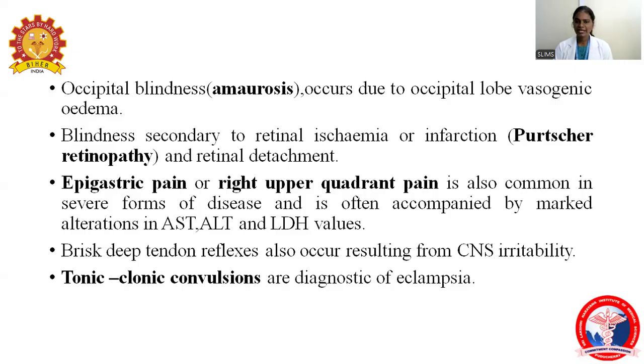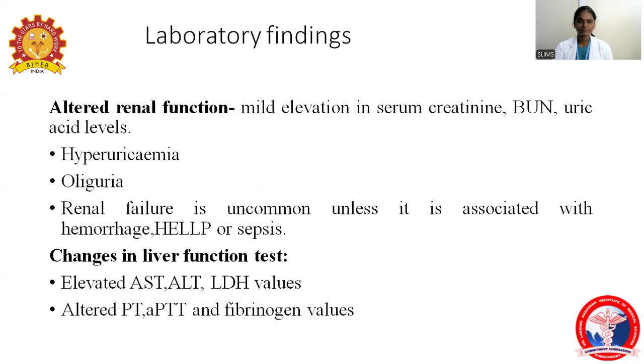Epigastric pain or right upper quadrant pain is also common in severe forms of preeclampsia and is often associated with marked elevations of liver enzymes. Brisk deep tendon reflexes can also occur, resulting from CNS irritability. Clonic convulsions are also diagnostic of eclampsia.